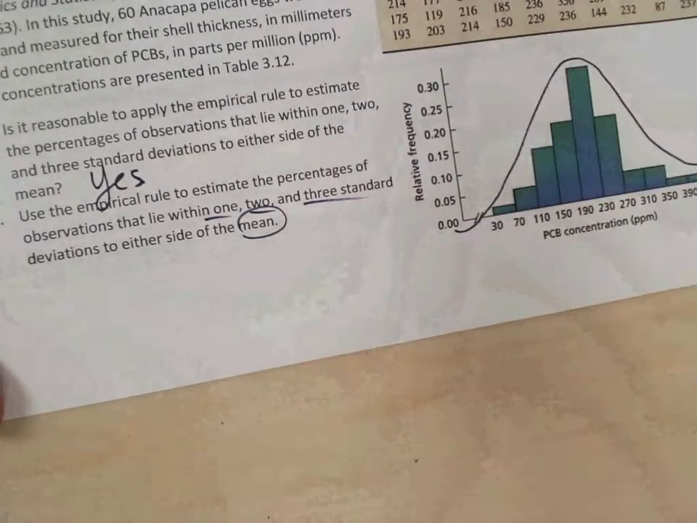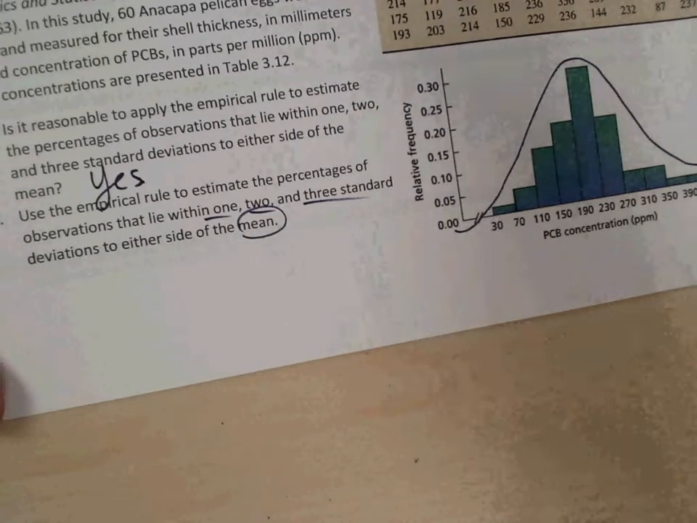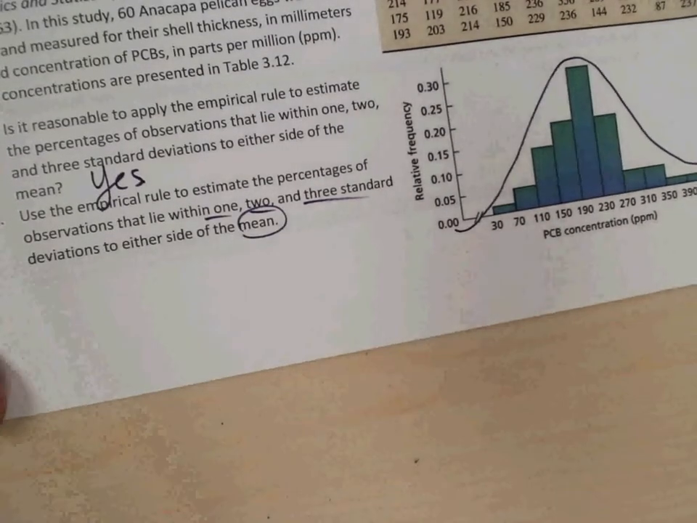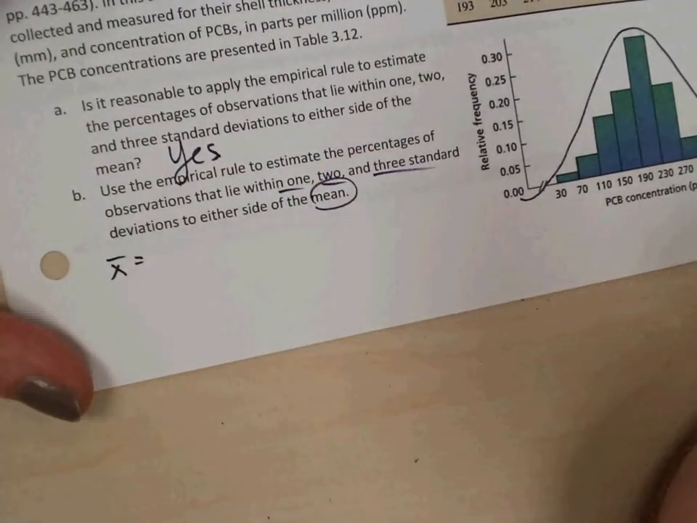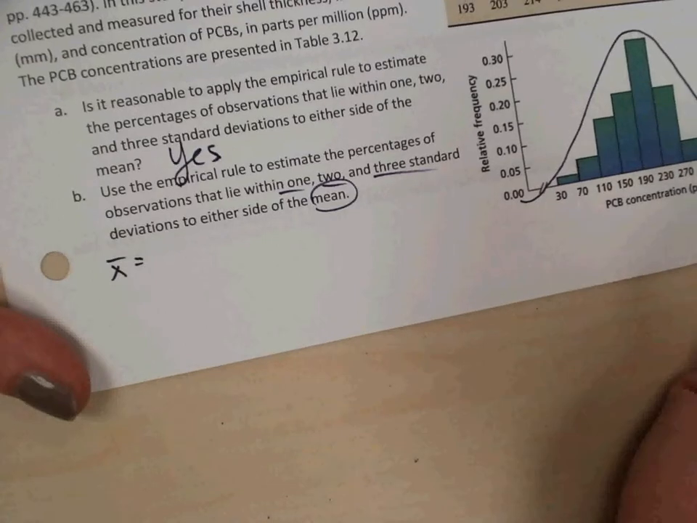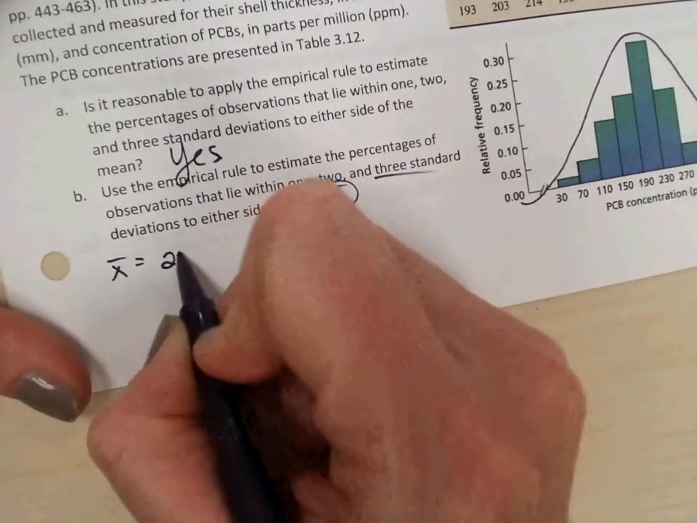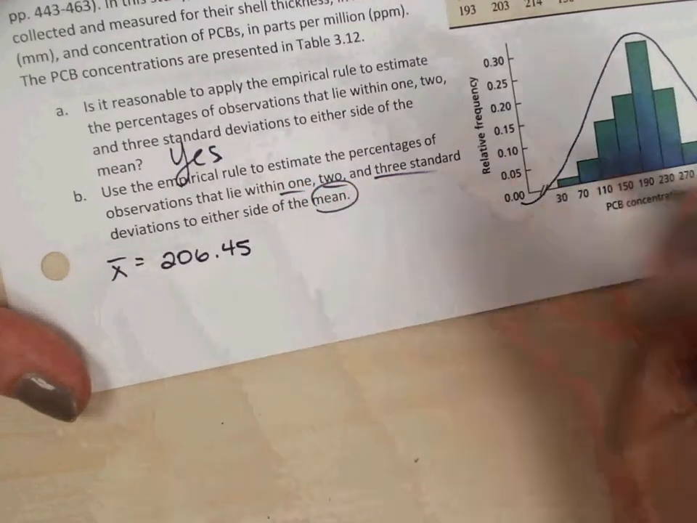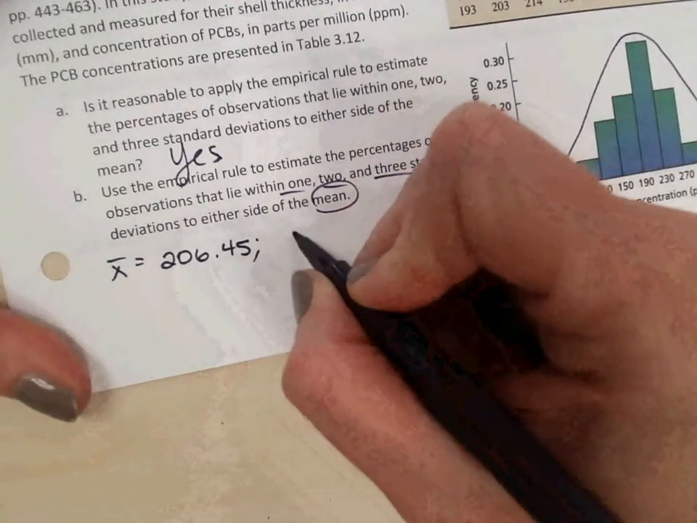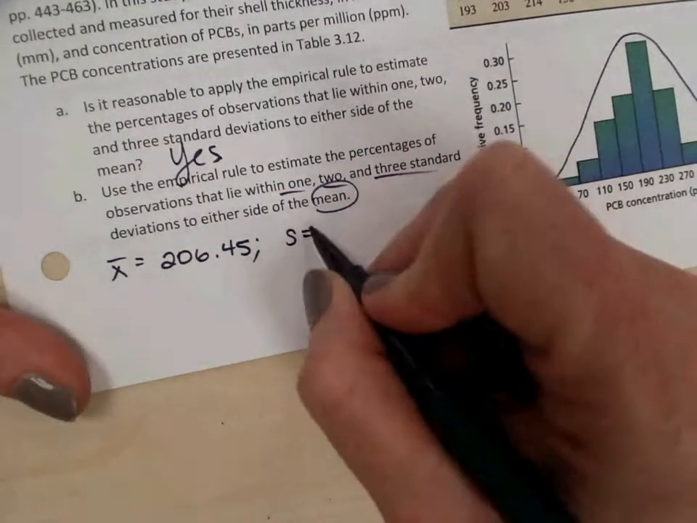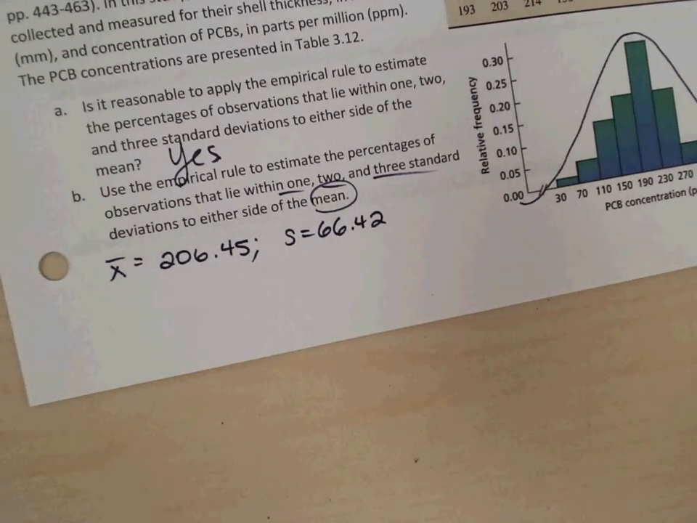So you need to type all 60 values into Google Sheets and calculate the mean. Just kidding, I did that for you. You're welcome. It was going to be unnecessary. You all know how to do it, right? I just don't feel that is necessary right now. So we're going to let you know the answer: 206.45 is the mean, and the standard deviation is 66.42. Both of those are in parts per million.